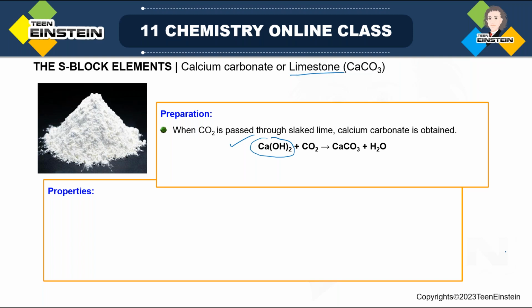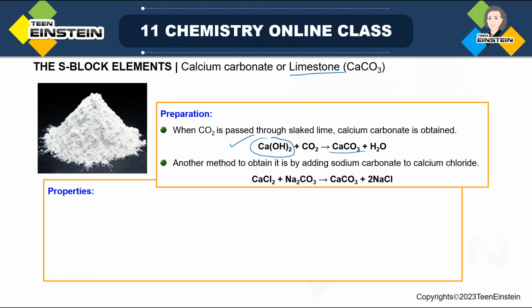So when CO2 is passed through slaked lime, which is nothing but calcium hydroxide, there is a milky appearance, which is basically calcium carbonate along with water. One more method: calcium chloride as a source of calcium ion, and sodium carbonate, which is the source of carbonate ion. So here an exchange of ions will take place. Chloride ion will go to sodium, and the carbonate ion will come to Ca2+. As a result, we are getting CaCO3 and sodium chloride.